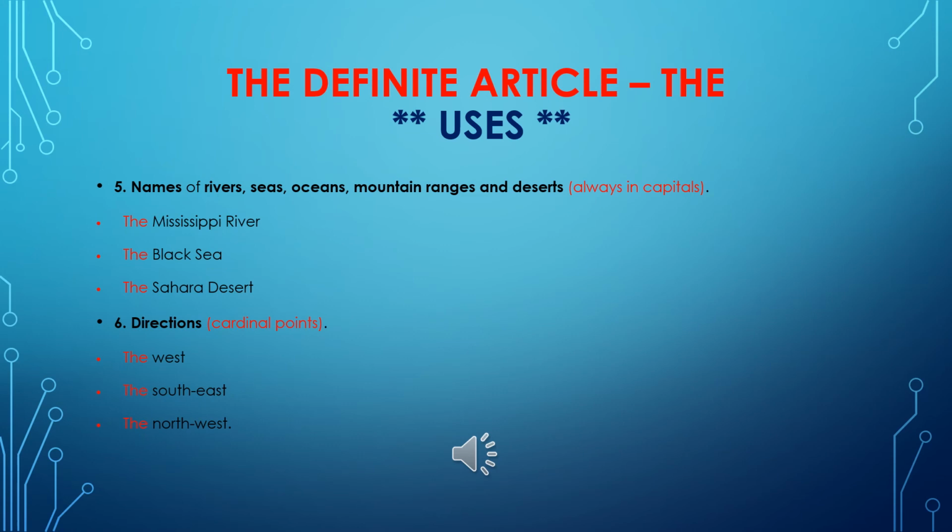We also use the definite article with the names of rivers, seas, oceans, mountain ranges, and deserts, and they are always written in capitals. For example, the Mississippi River, the Black Sea, the Sahara Desert. Look, they are all written in capital letters. We also use the definite article with directions. So we say the west, the southeast, the northwest. We use them all with the definite article the.